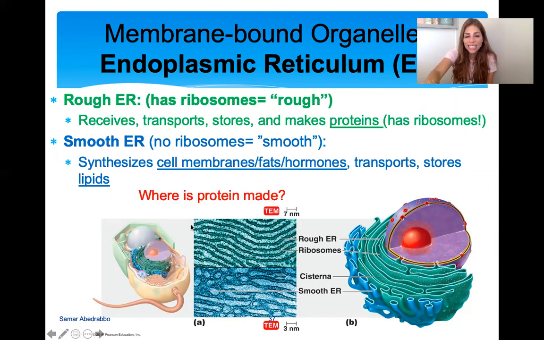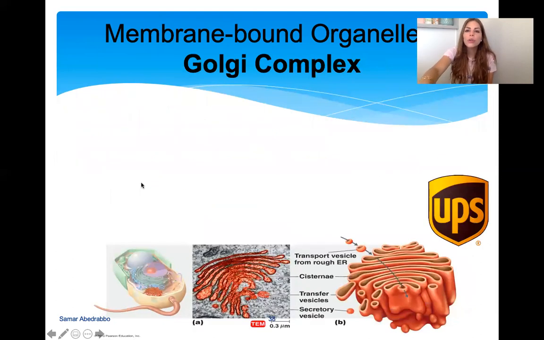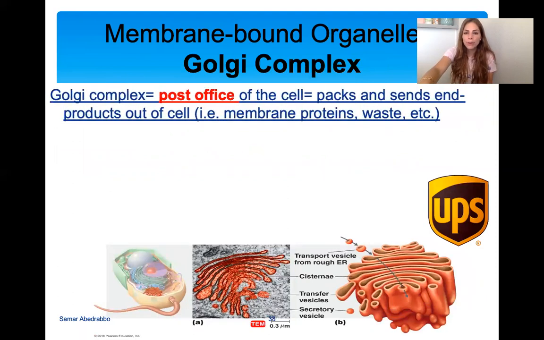And the protein is made on ribosomes. Ribosomes are on the rough ER. Just keep that in mind. The Golgi complex, the Golgi apparatus, is another organelle that we see.